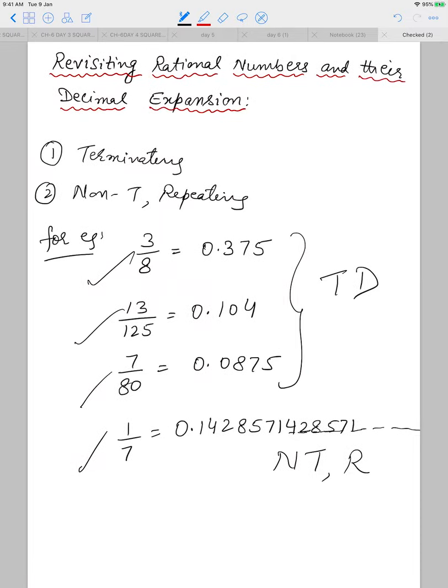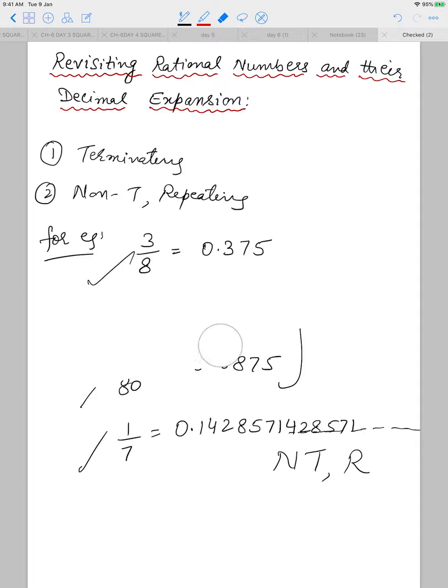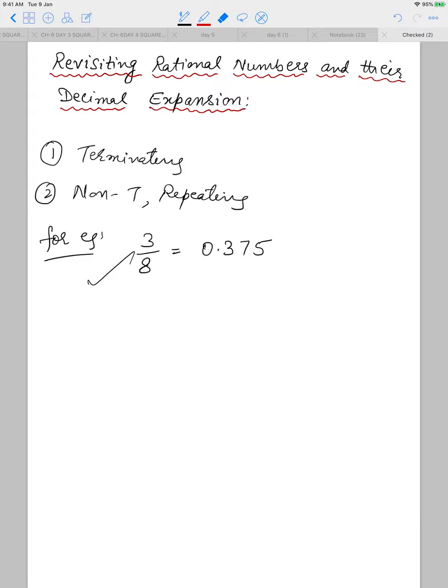If I go back to these examples, the first one is 3 by 8. First of all, check whether 3 by 8 is in the lowest form or not. 3 by 8 is in the lowest form. So the second step is to check the prime factorization of the denominator, which is 8. The prime factorization of 8 is 2 into 2 into 2. In exponential form I can write it as 2 raised to the power 3. As the denominator contains only powers of 2, it has a terminating decimal, and that you can see from this also. Earlier we had written that it has a terminating decimal expansion.